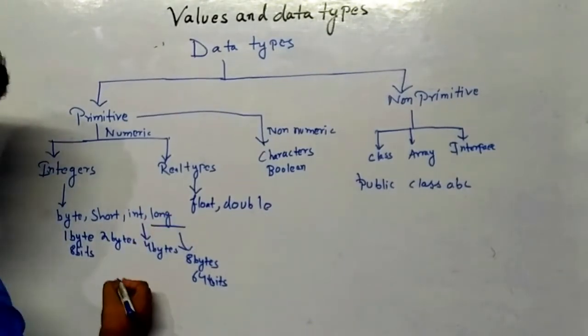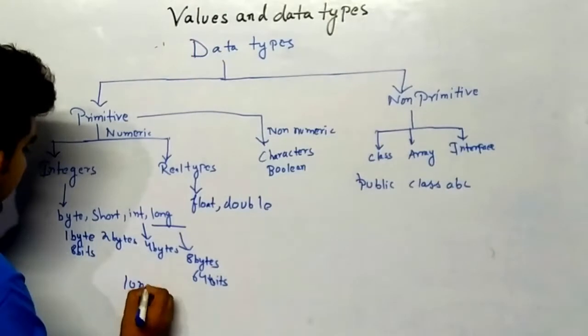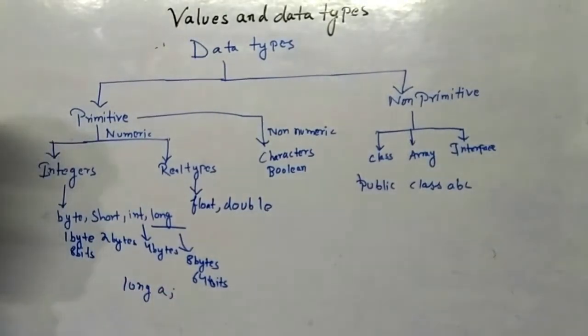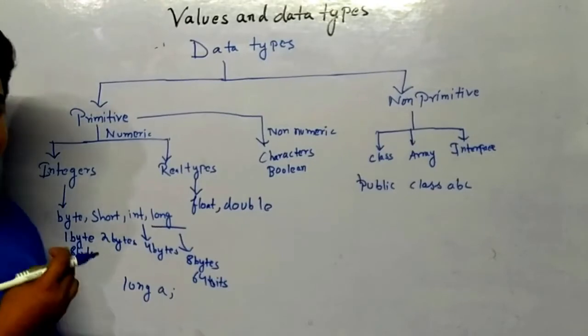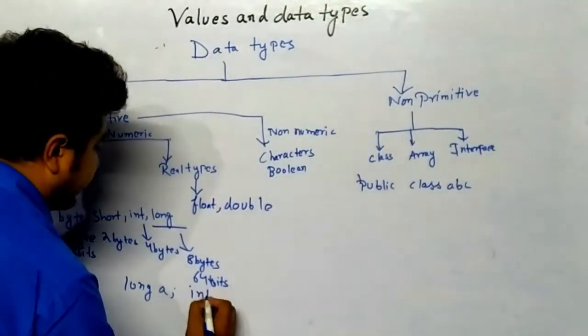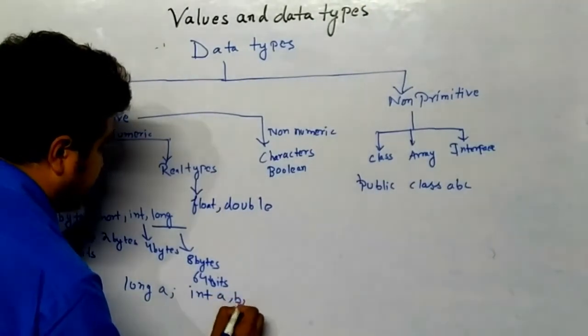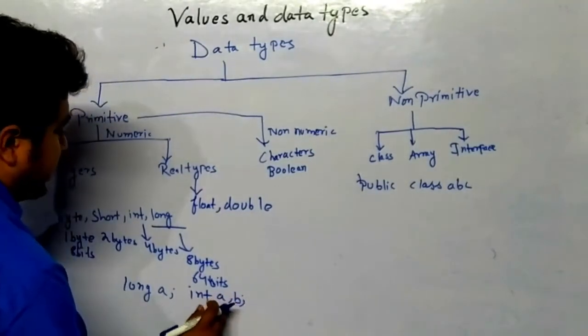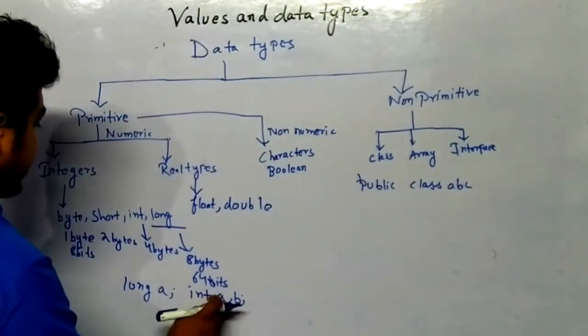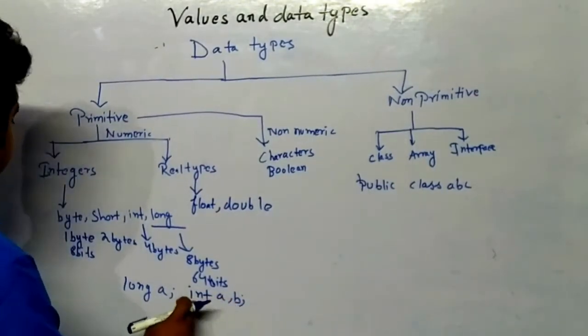How to initialize it? long A. Means A is of type long. If you want to initialize two variables of type integer, what will you write? int A, B. I have written a comma because we need to separate two variables by a comma. So A and B are of type integer.